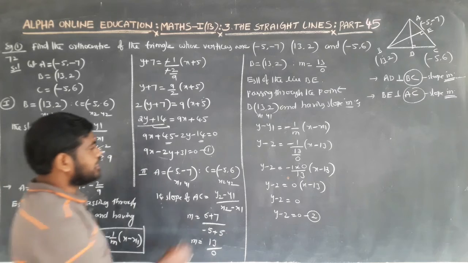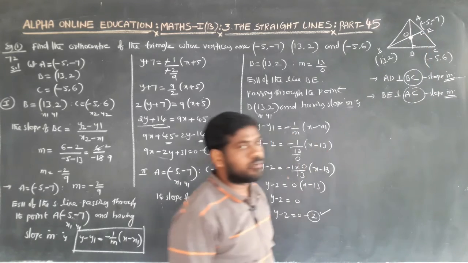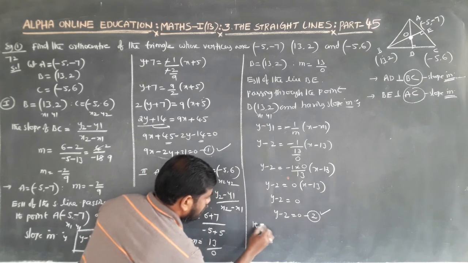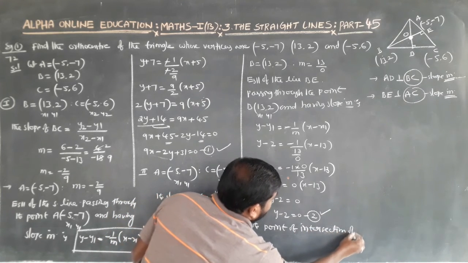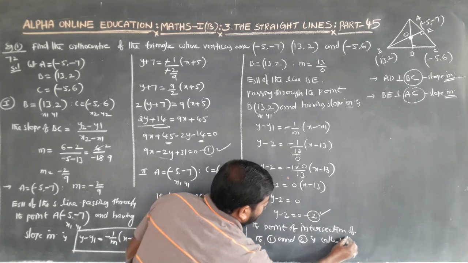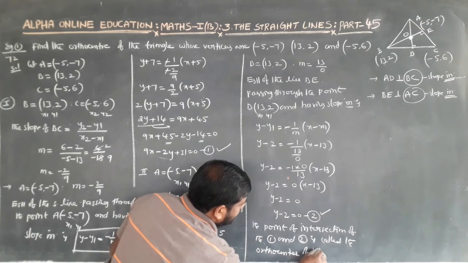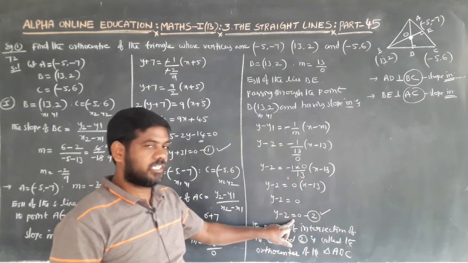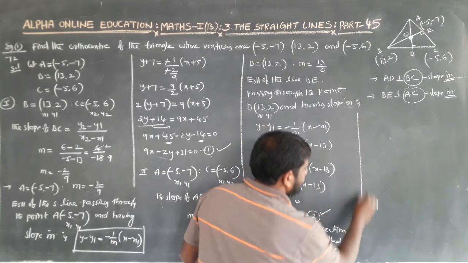The point of intersection of lines 1 and 2 is called the orthocenter of the triangle ABC.